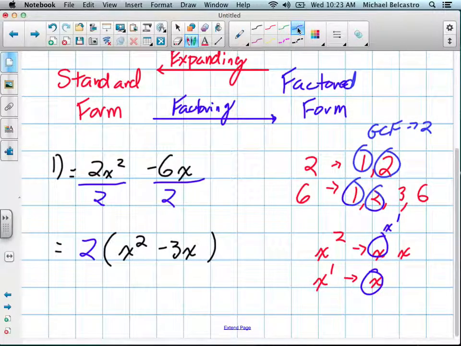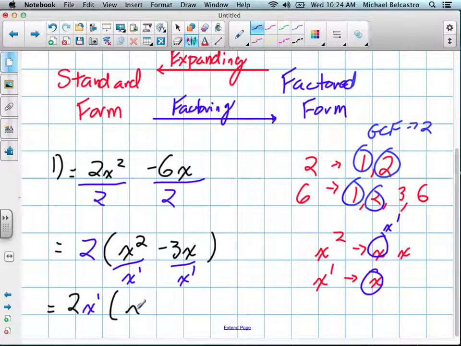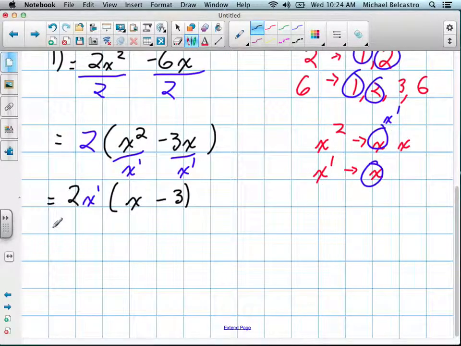Again, it's the same type of idea. We divide both of these by x to the power of 1. That x to the power of 1 doesn't disappear. It now comes to the outside of the brackets. X squared divided by x to the power of 1? X. Just x. And negative 3x divided by x to the power of 1? Negative 3. Now, obviously, we don't need that power. So common factoring of this will give us 2x and then x minus 3.